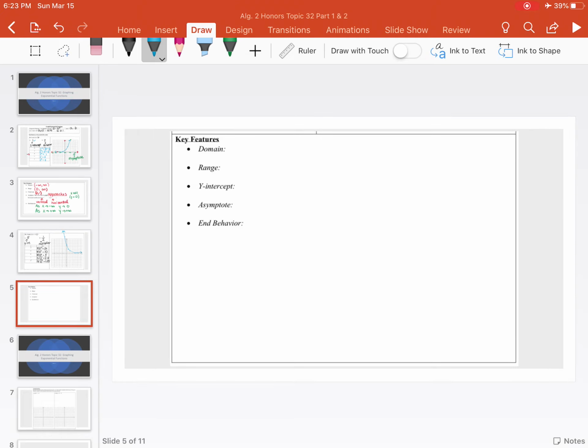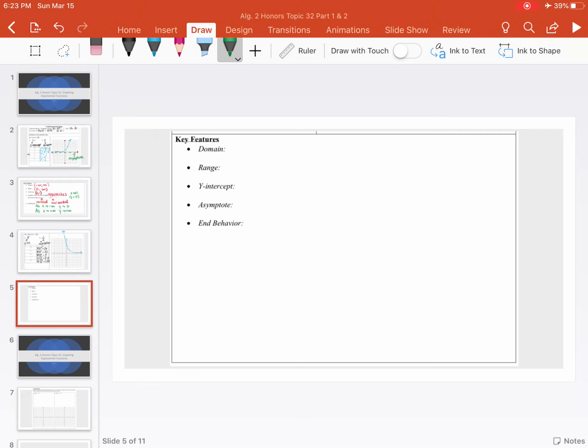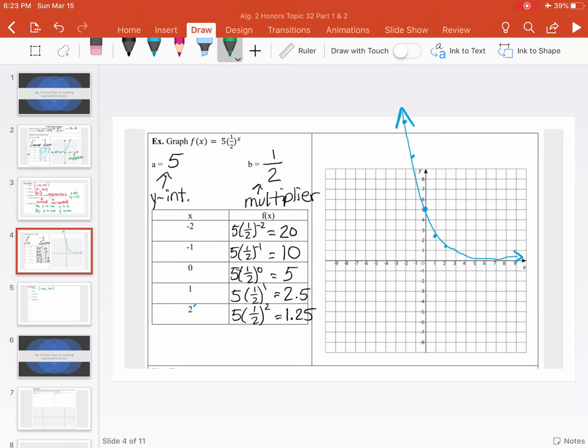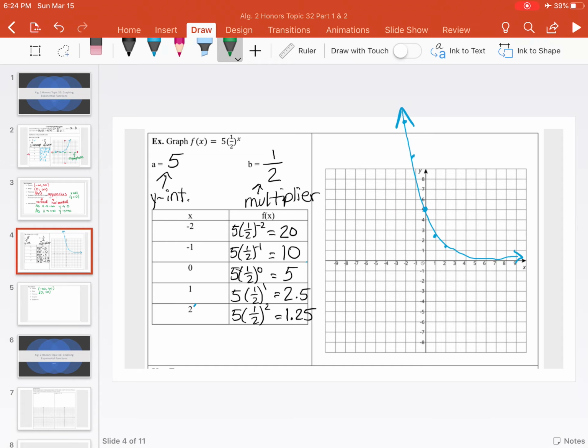So moving on, if we look into our domain, our x values, again, are going from -infinity to +infinity. So we're going to have our parentheses. Our range here, again, we're not going below the x-axis, so we're going to have 0 or above, so 0 to +infinity, and it never stops at 0, it just approaches it, so that's why we have our parentheses right there. Our y-intercept is right at 0, 5.